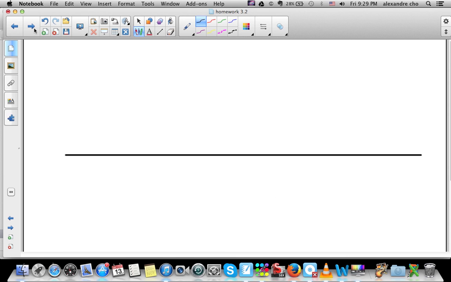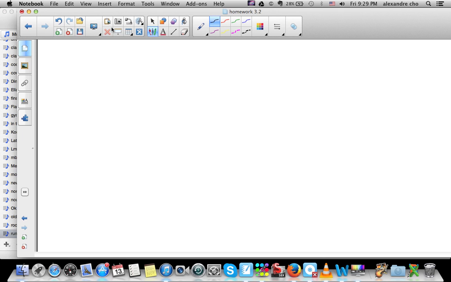Part B on page 69. It says insert a less than or greater than symbol in each one. So number 1, let me use another page. Negative 5.